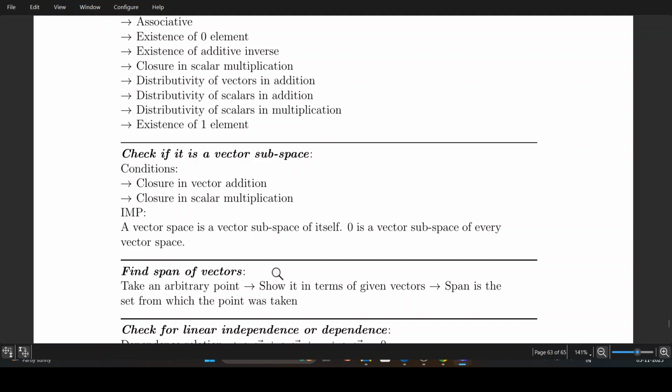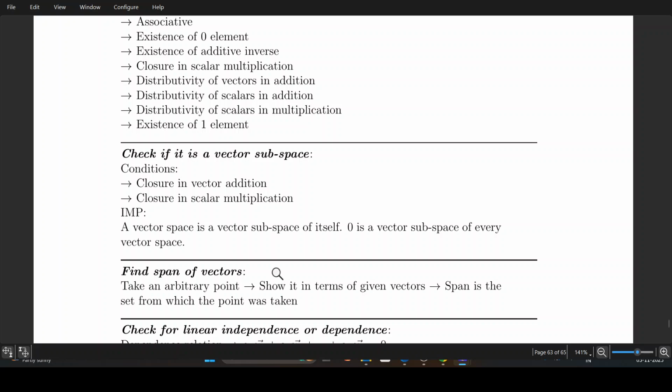So how will we do it? We will basically just do (A1, A2) equals A1 into (1, 0) plus A2 into (0, 1), right? So we can show it in terms of the given vectors. So that means that the span of the given vectors is R2, which is true, right? It is a standard basis because it spans R2.